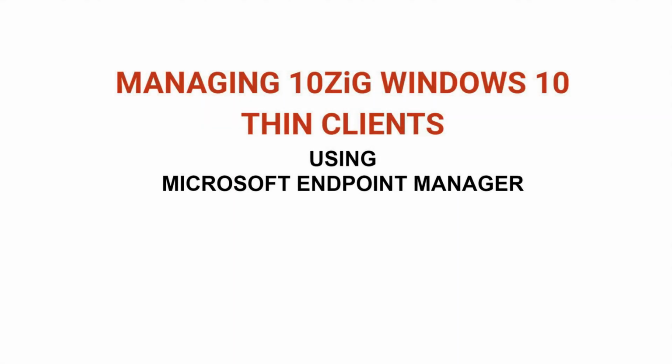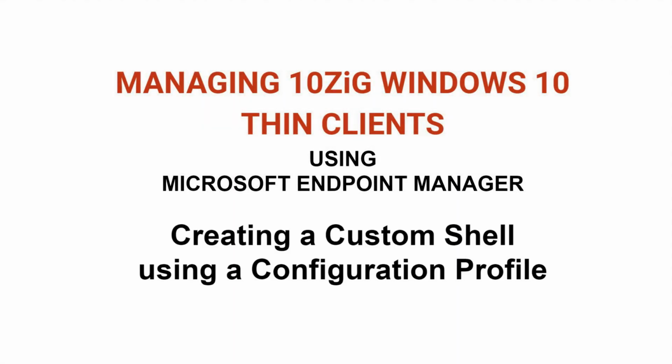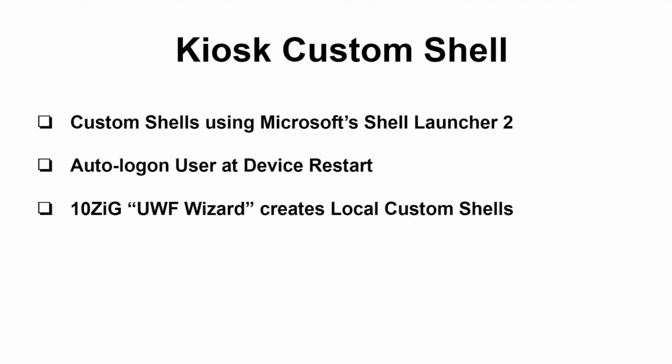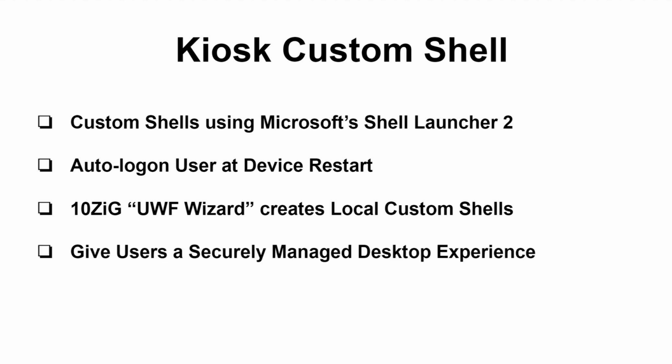In this section, we show you how to create a custom Windows kiosk shell using a configuration profile that leverages Microsoft's Shell Launcher version 2 on the remote Tenzig Thin Client. We can also set the configuration profile to auto-log on each time the device restarts. You may be familiar with the Tenzig UWF wizard that comes as part of the standard Tenzig Windows client build. This can also create a custom shell for you to run single Win32 or UWP apps and give your users a securely managed desktop experience.